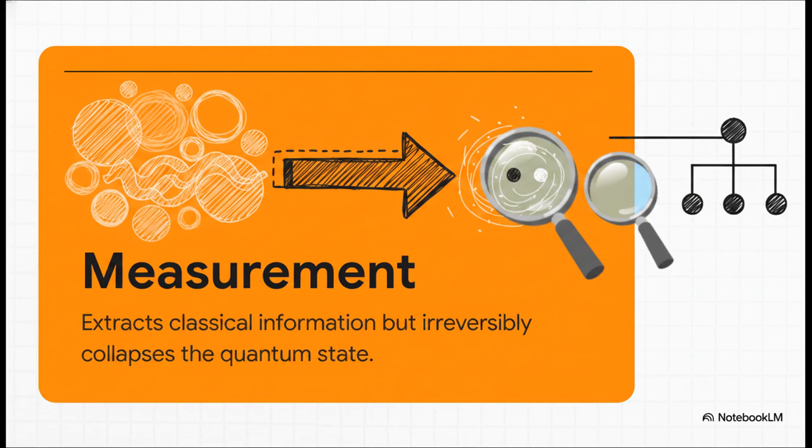This is the asymmetric one-way bridge back to our classical world. Looking at the qubit irreversibly collapses our beautiful complex superposition into a definite classical 0 or 1 outcome. Once you measure, that quantum magic is just gone. You're left with standard classical information.